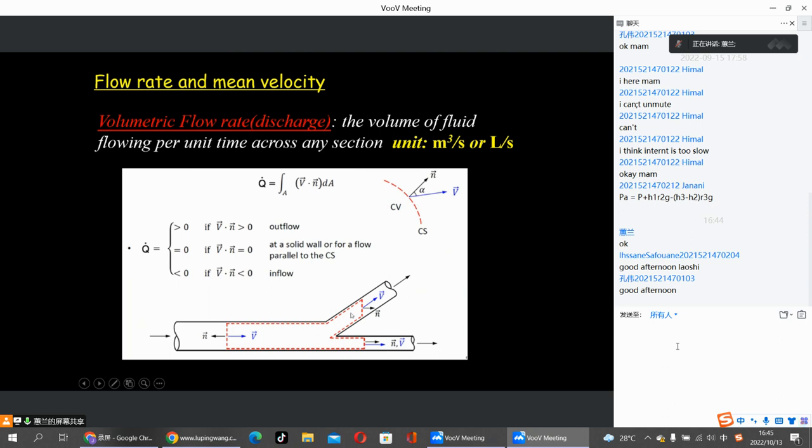So if we take an element area, just like here, for this cross section, we take the element area, and then we know the volume of fluid flowing per unit time across this element area will be V dot N dA.